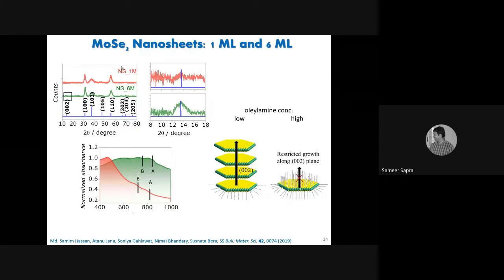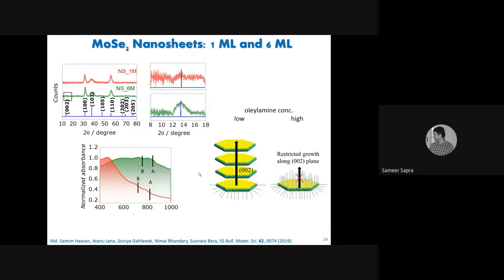How do you make these 1 monolayer or 6 monolayers, or for that matter control these monolayers, is simply by changing the concentration of your capping ligand. If you have a lot of capping ligand, all this ligand will come on top and it will suppress the growth along the 002 plane. Whereas if you have a low amount, then this growth is allowed. So by controlling this, you can control the number of monolayers. 1, yes, you can get very easily. For greater monolayers, you'll have some distribution of sizes.